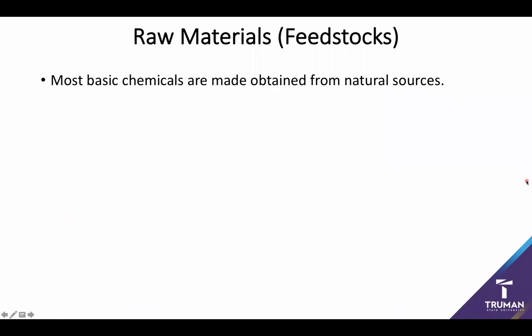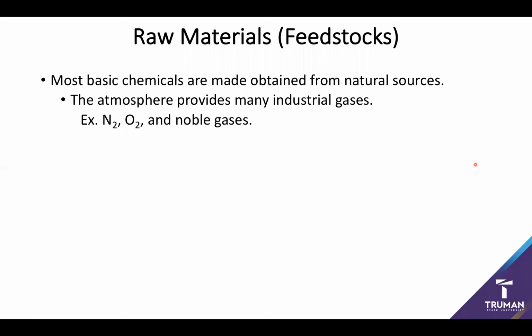Most of our basic chemicals are going to be obtained from natural sources, which means we can subdivide them into three major categories. The first of which is going to be the atmosphere. The atmosphere tends not to have many fancy things like minerals, but is a good source of a lot of the industrial gases. Specifically nitrogen and oxygen, which constitute a good portion of the atmosphere, but also noble gases such as argon, which is a notable percentage of the atmosphere.